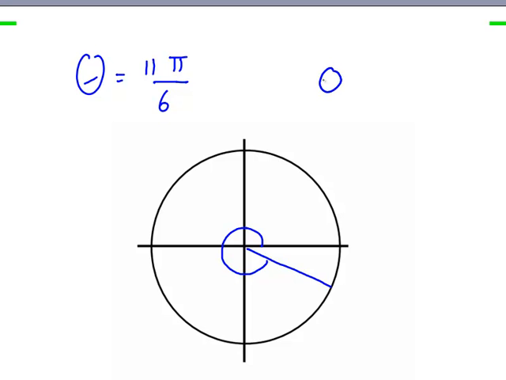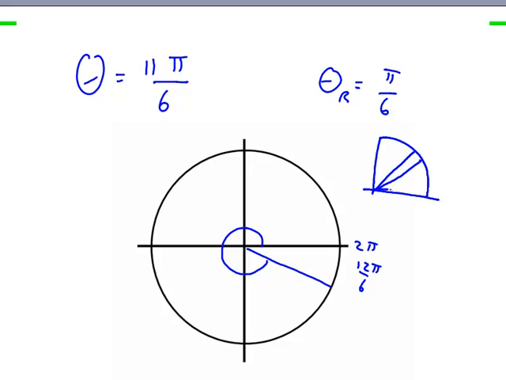Now my reference angle is going to be the angle that I need to get from the terminal side back to the x-axis. This would be a full revolution, 2 pi, which is 12 pi over 6. And if I've gone 11 pi over 6, 1 pi over 6 more would give me the reference angle, pi over 6. And then I can think about what this is going to look like in quadrant 1. Think about my three special angles. Pi over 6 is the smaller of the three. And then I can get the x and y coordinates for that.